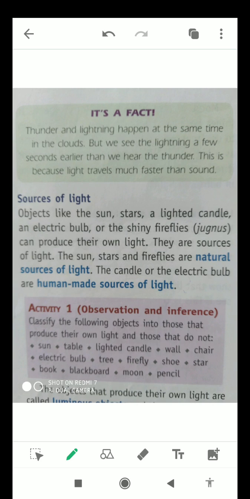Now we will talk about an activity, that is an observation. Classify the following objects into those that produce their own light and those that do not. You can clearly do that. Now, next slide.